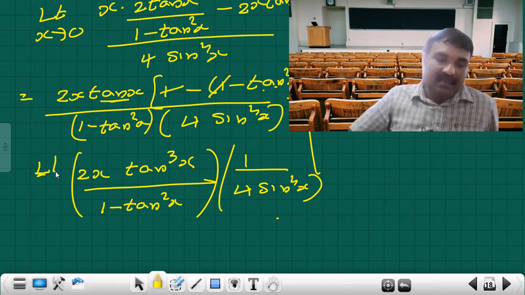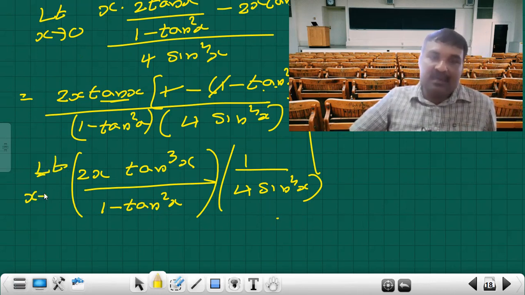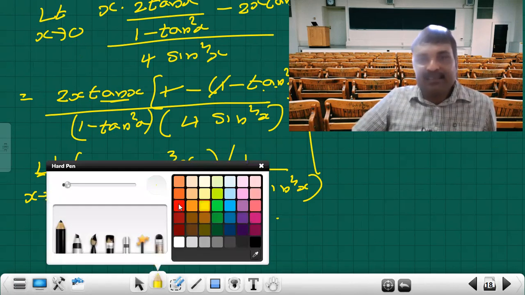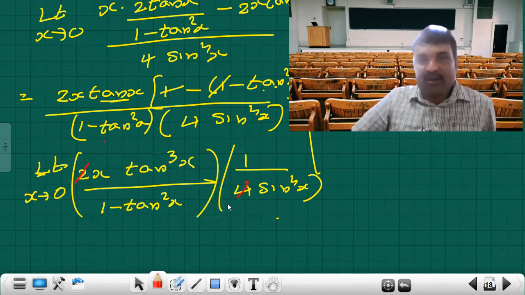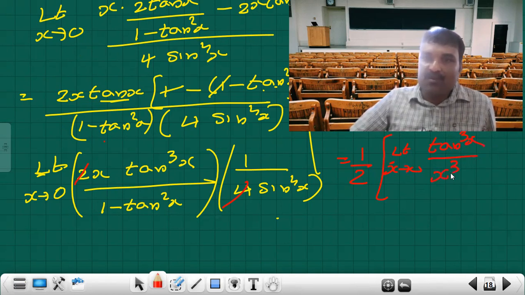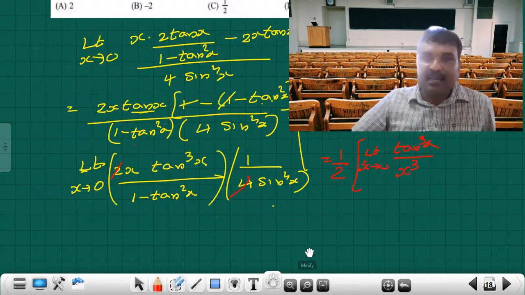When the limit is x tending towards 0, what will be the value? We can directly apply the limit. Here, before applying the limit, I am taking this 2 and 4 outside. So that can be written as 1 by 2, taken outside of the limit. Then limit x tends to 0, tan cube x. So we can write simply an x cube, so as to convert it into standard form.